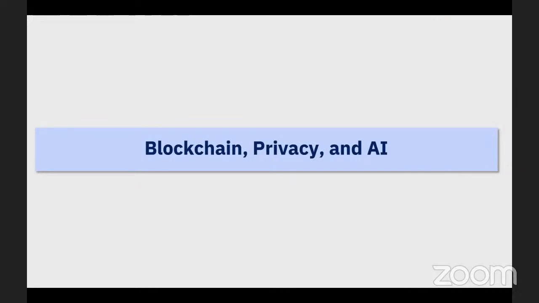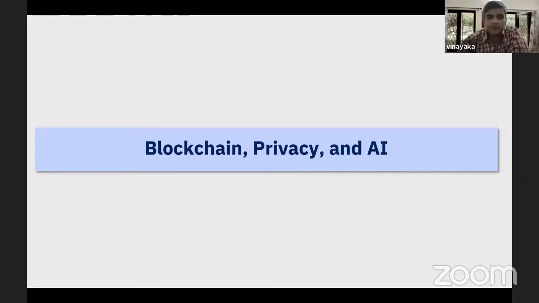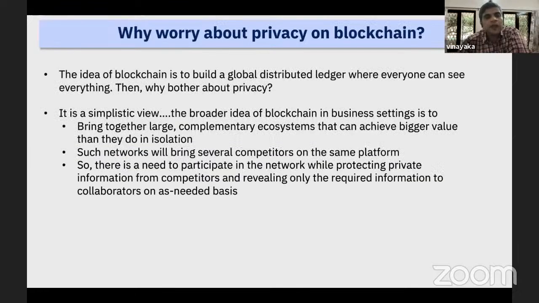Okay. Yeah, so now let's come to what this topic really is about. Blockchain, privacy, and AI. I think the first question that will come to your mind, based on what I said and the example that I gave, is why should you worry about privacy in blockchain? The idea of blockchain is to build a distributed ledger where everyone can see everything, right? So then why bother about privacy? This is a fundamental question that comes up.